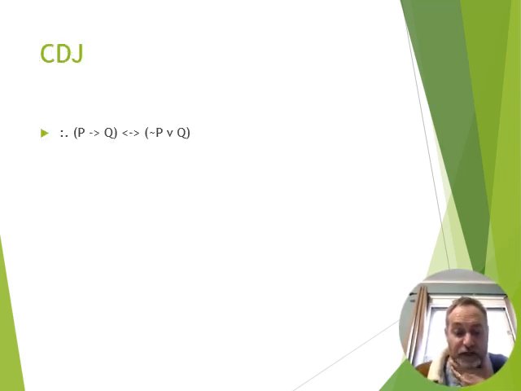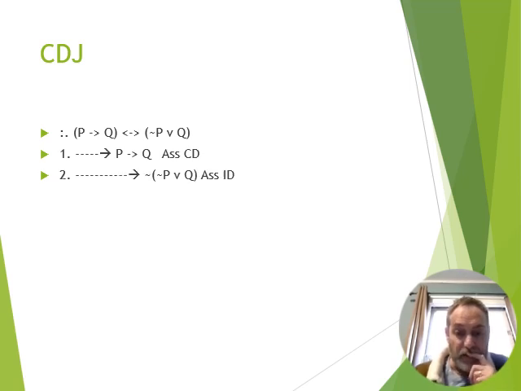Okay, so we're trying to prove CDJ, right? So it's a biconditional, which means we're going to prove two conditionals separately and then join them together, right, with a biconditional. So let's start with this one. We'll assume if P then Q, and then we're going to try to prove not P or Q. Right? So as I did with both of the conditionals in DM, I'm going to try to prove the consequent with an indirect derivation.